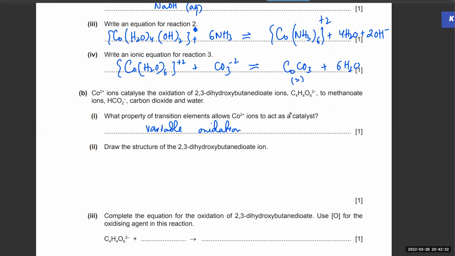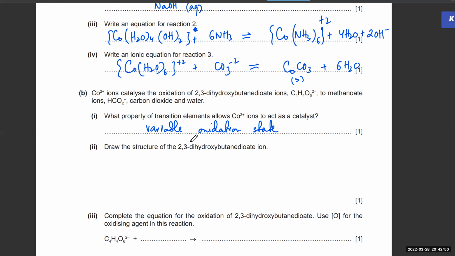Because they're capable of gaining electrons, they're also capable of losing electrons. So unlike, for example, group 1 metals, which always lose electrons, or non-metals, which always gain electrons, transition metals have this property that they can do both.